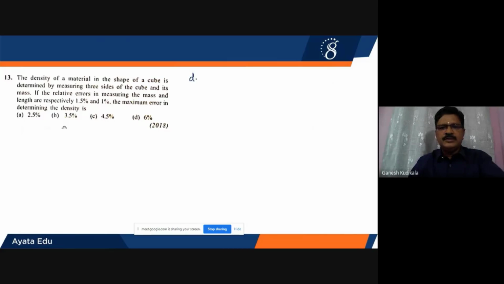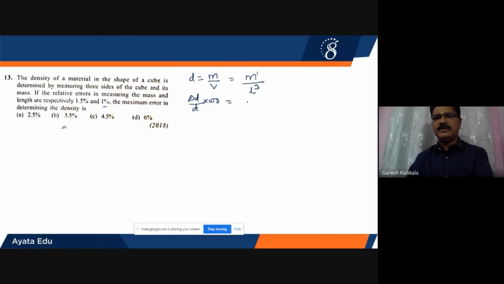Basically, we know density is given by the formula mass by volume. And since he has measured in terms of length, volume can be replaced; let us assume it as a cube. So density becomes mass by length cube. When I go for the percentage of relative error, delta D by D in percentage will be 1 into delta M by M into 100 plus 3 into delta L by L into 100.